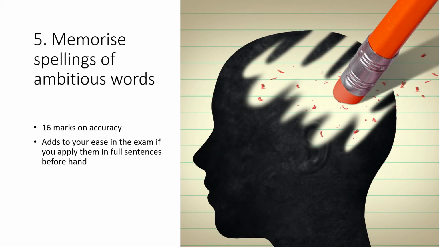Finally, it might sound obvious, but I truly believe memorizing the spellings of ambitious words you want to inject in your writing can really help you. With that 16 marks for accuracy, it's a game changer. It means you rock up to the exam ready and at ease of how you're going to apply this before you get in. It also means you're not under more pressure to try and use words that you know you might not be 100% spelling.